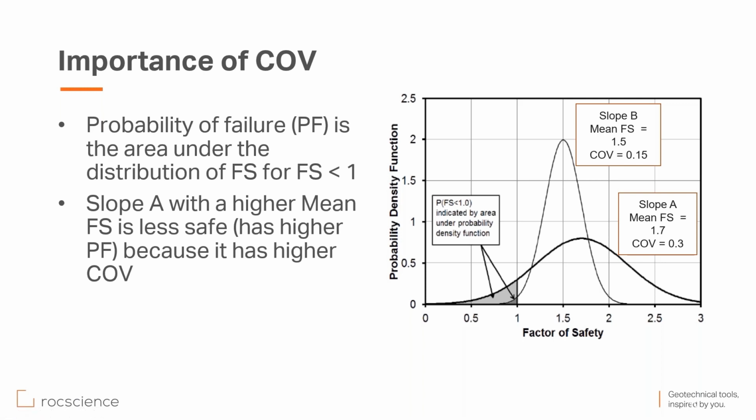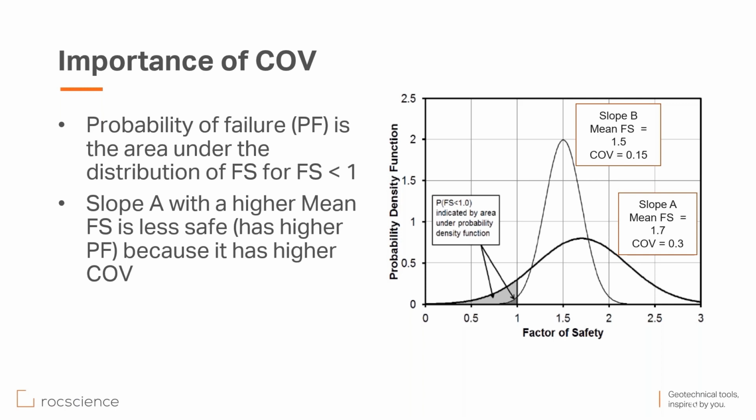So as an engineer, you expect that a slope A is safer than a slope B. But if you look at this area, which is the area under the distribution curve of the factor of safety for the values of factor of safety of less than 1, which is the definition of probability of failure, you can see that for a slope A, this light gray area is larger than a slope B, which is a dark gray area. In other words, probability of failure in a slope A is higher than a slope B.